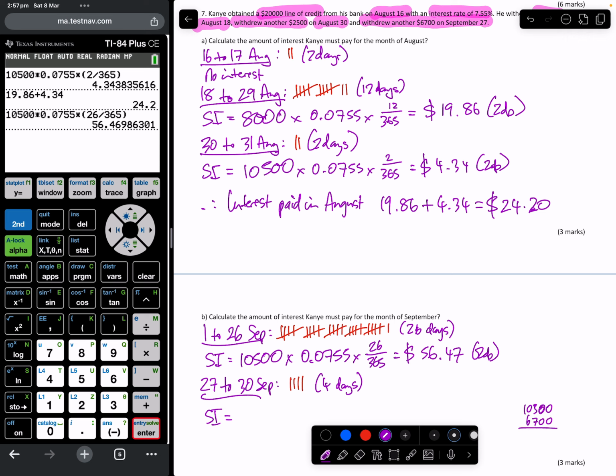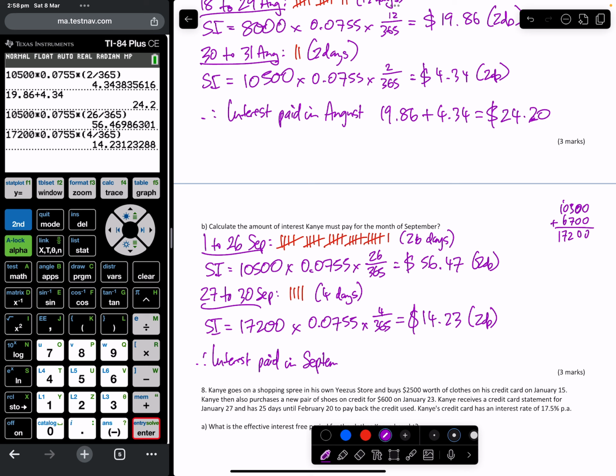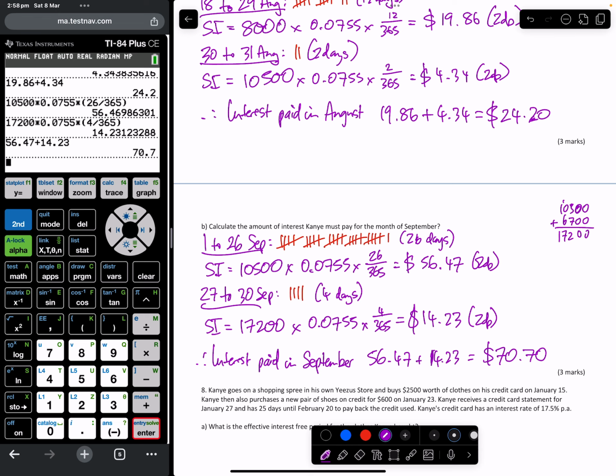Therefore, interest paid in September is $56.47 plus $14.23. 56.47 plus 14.23 is $70.70. Underline.